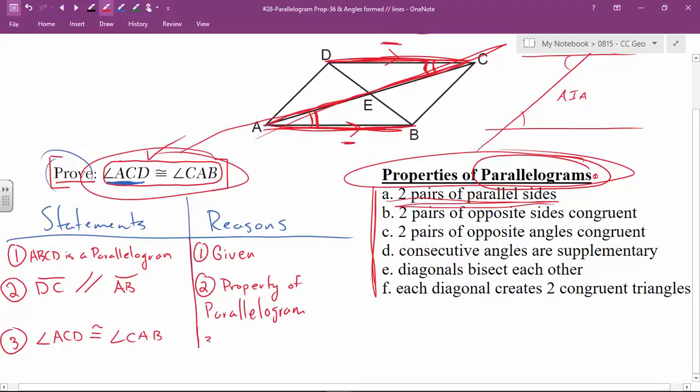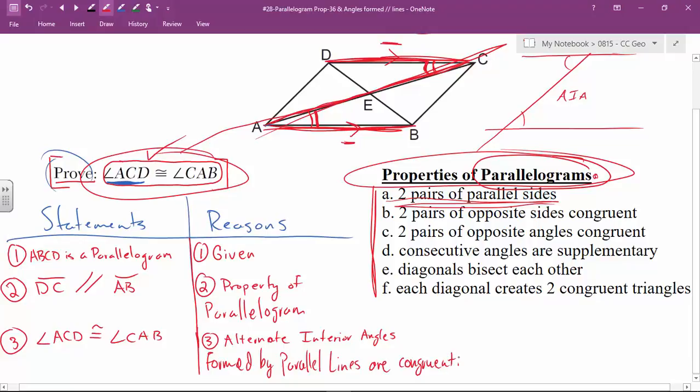Well, why were we allowed to say that? We're allowed to say that because alternate interior angles formed by parallel lines are congruent. And that's it. We've created a logical argument that shows that the angles they asked us to prove are congruent must be congruent.